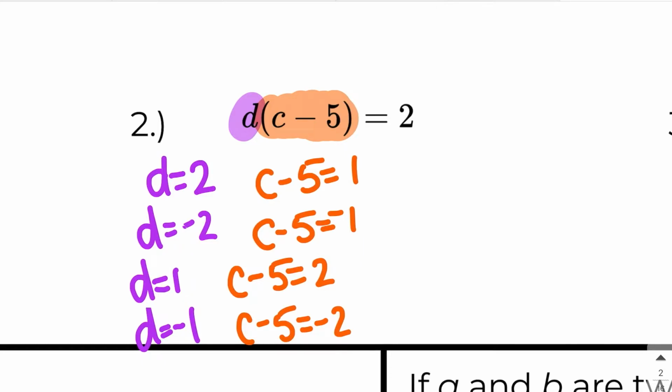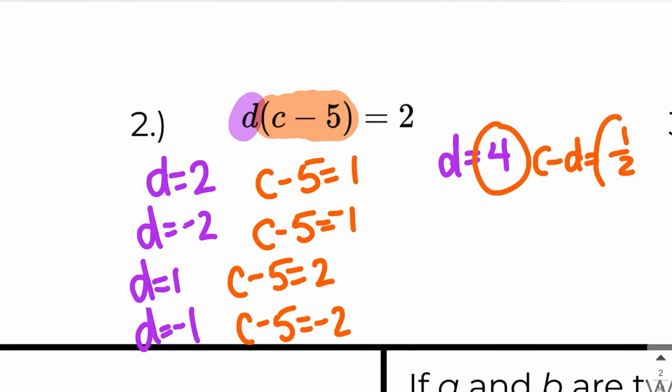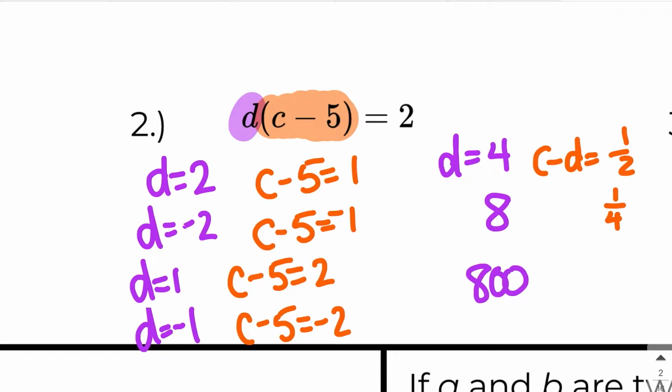And then a lot of us will say, that's it, those are the only combinations, except they're not the only combinations. I could also say, for example, D is 4, and that C minus 5 is a half, because 4 times a half is still 2. I could say that D is 8, and C minus 5 is equal to 1/4. 8 times a fourth is 2. I could say that D is 800, and that C minus 5, sorry, this should have said C minus 5 right here, would be equal to 1 over 400, right? I've got so many different ways that I could get values that equal 2.